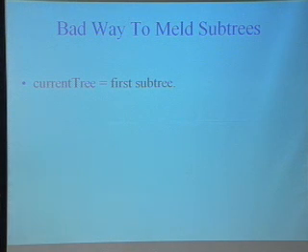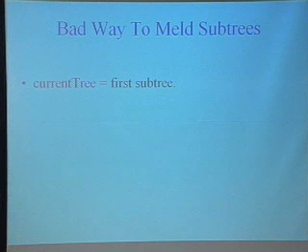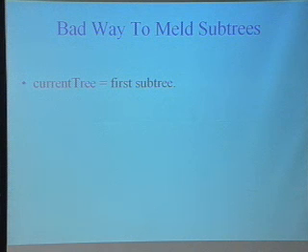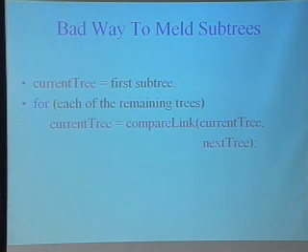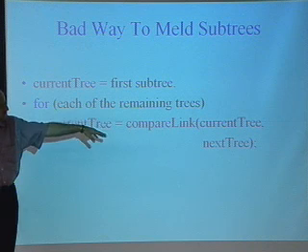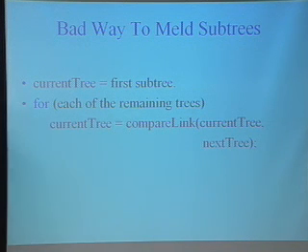Right, so a bad way is, I've taken out the root, and let's say I'm left with 10 subtrees. So I pick one of these, let's say the first one, and make that the current tree, and then I'll go through 9 rounds of melding the remaining trees one by one into the current tree. So we start with the first tree, then for each of the remaining trees, do the compare link operation to meld the next tree into the current tree. That gives you the new current tree. And that seems to be the simplest way to do it. Also an intuitive way to do it.